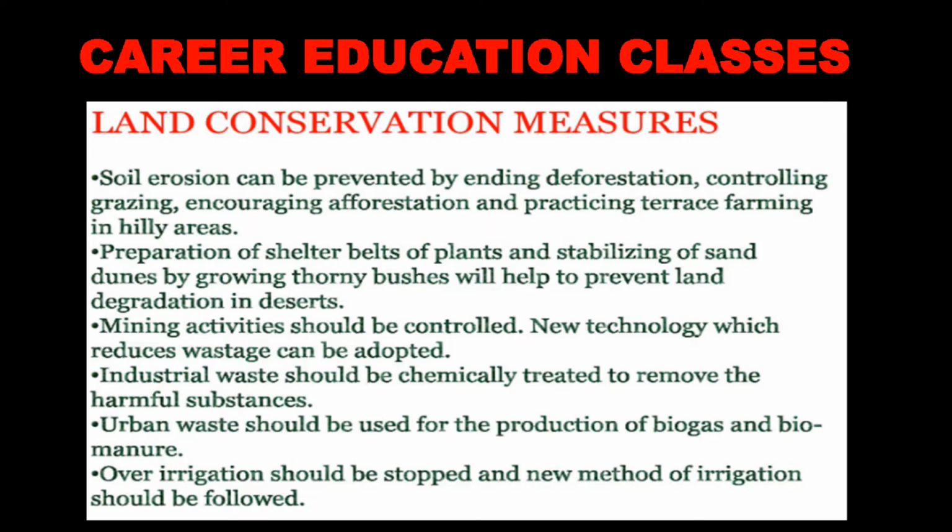Mining activities should be controlled. Industrial waste should be chemically treated. Urban waste should be used for production of biogas and biomanures. Over irrigation should be stopped and new methods of irrigation should be followed. These are the land conservation measures one should follow for the development of any country.